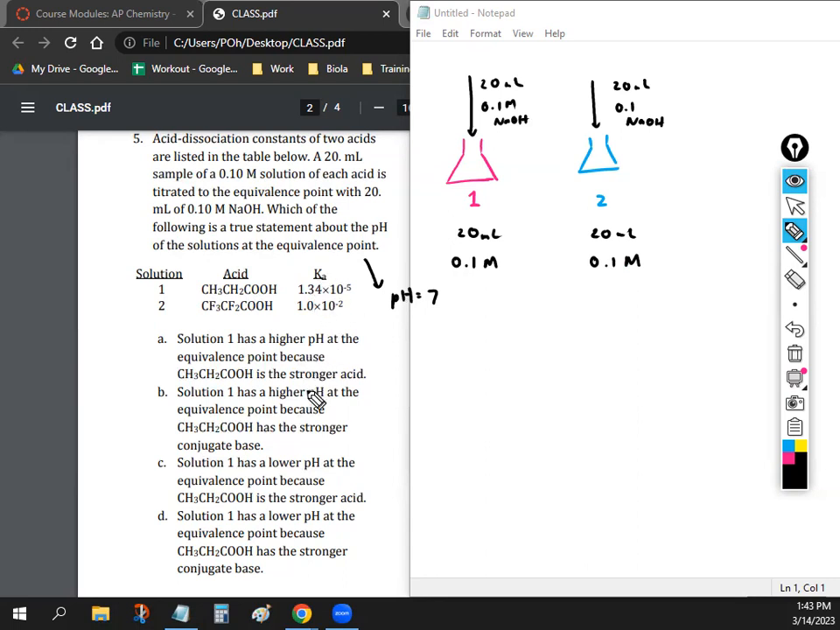So it tells us the Ka values for these two acids, and based on the Ka values, we can actually go through the options and get rid of a bunch of different things. So let's take a look at the Ka values. Which acid is stronger, 1 or 2? Show me with your fingers. Yeah, 2 is stronger.